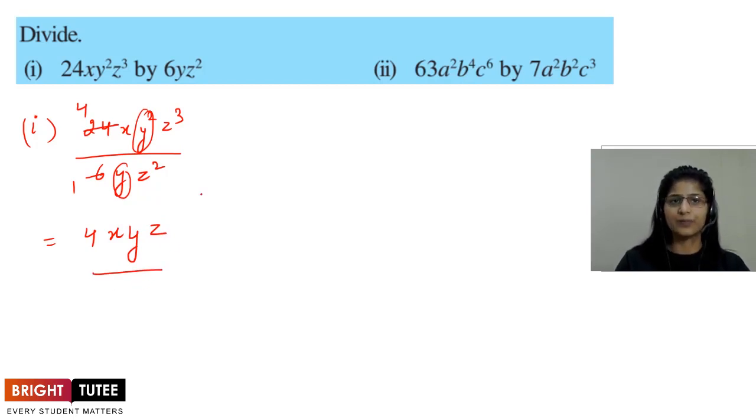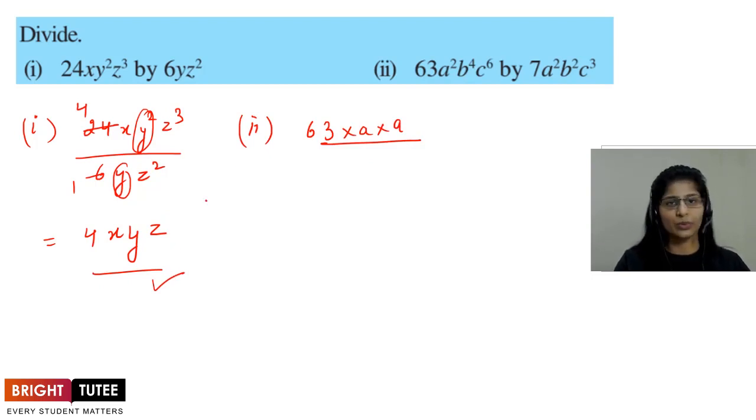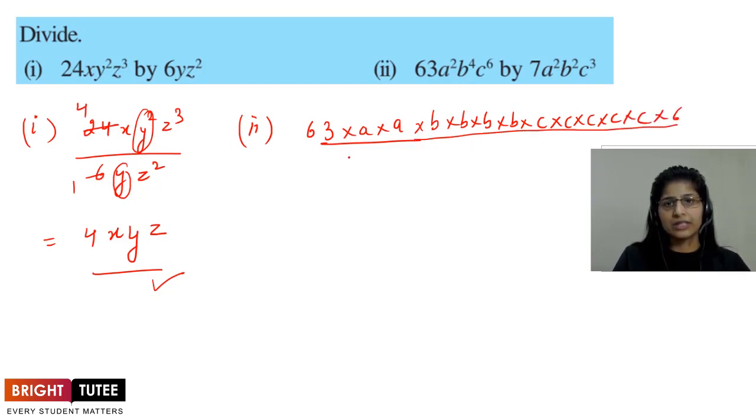4xyz is the answer. In the second part, 63 a square is a into a. So either you can write like this or you can just write the answer after solving using the laws of exponents. a into a, then b is written 4 times. Okay, and then c is written 6 times. 1, 2, 3, 4, 5, 6 like this. So then we have 7.